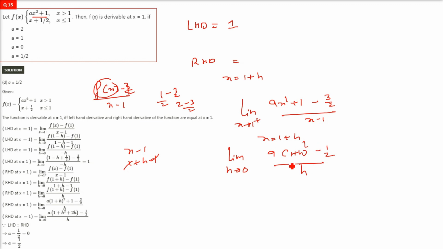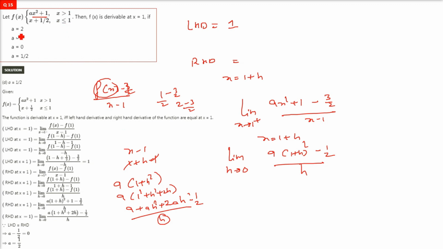Now, if I open it, just to give you an idea, (1 + h)² is a² + b² + 2ab, so (1 + h)² is this. So you get a(h² + 2h) minus half, and divided by h. So can you take anything common? No, nothing, because h is in the denominator.